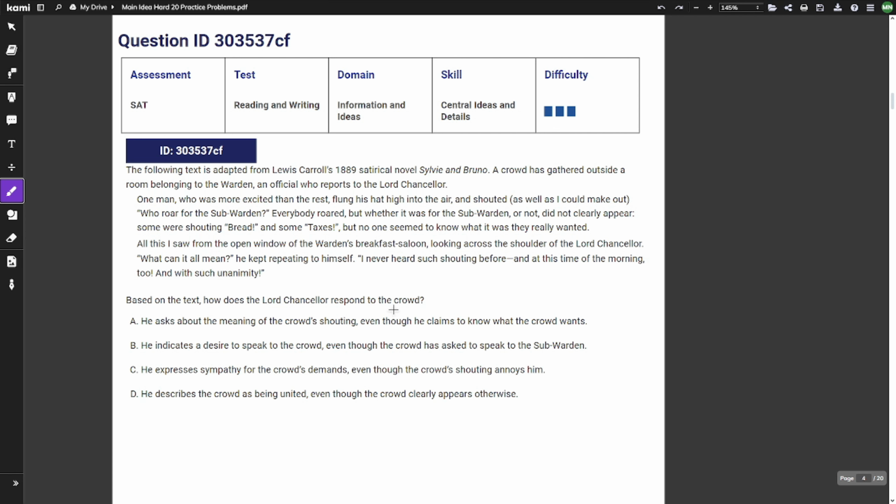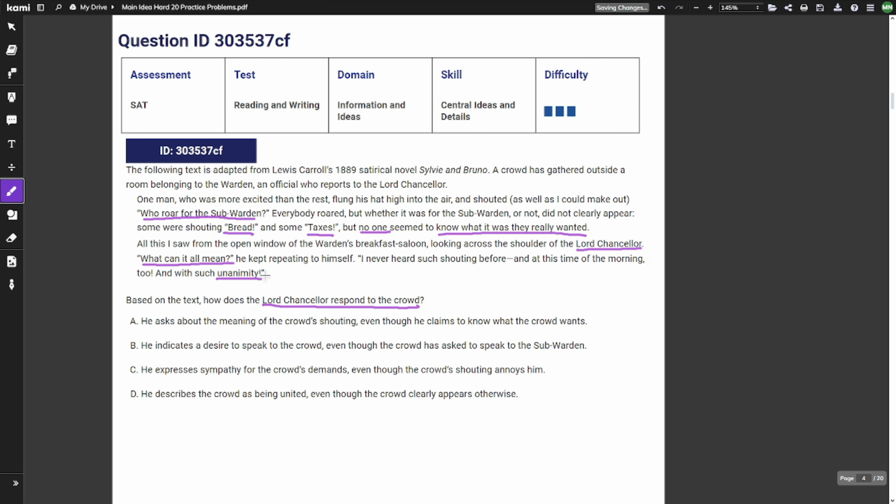Alright, so here our question asks us, how does Lord Chancellor respond to the crowd? So let's quickly summarize the text. Here we have this guy who's asking who roared for the subwarden. And then everyone starts shouting, but they're just shouting random things. One guy's shouting bread, one guy's shouting taxes, and no one knows what they want. They're just all screaming. Then we have the Lord Chancellor, and he finally wakes up. And he's asking, what does it mean? He's asking, why are these people shouting? But he thinks that it's with unanimity, which basically means with agreement. He thinks that they're all shouting for the same thing.